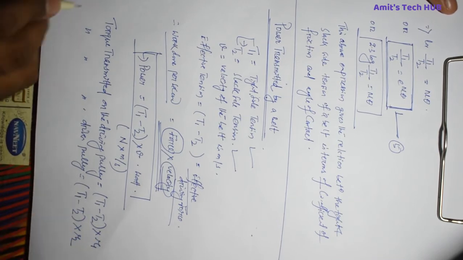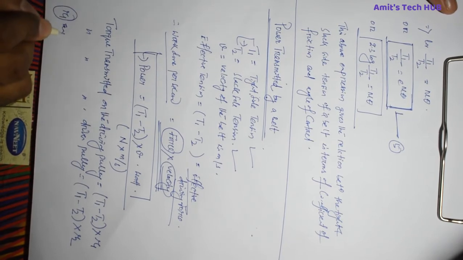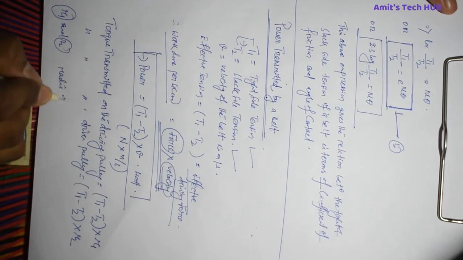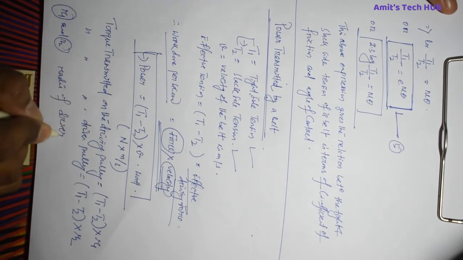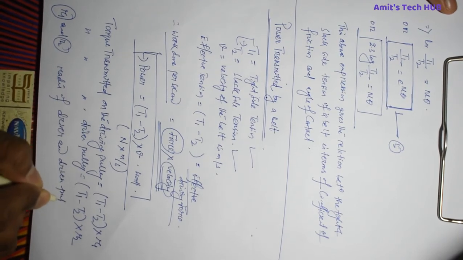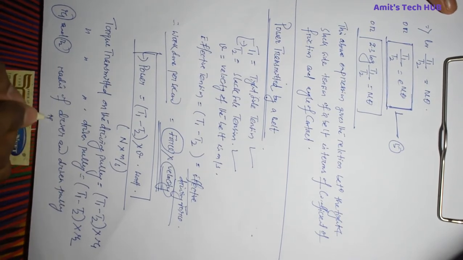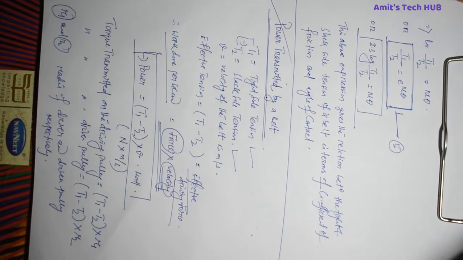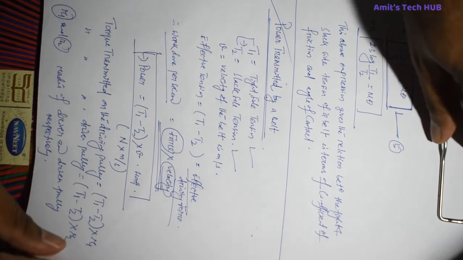So here R1 and R2 are the radii of the driver and driven pulley respectively. Okay, so this is about the power transmitted by a belt.